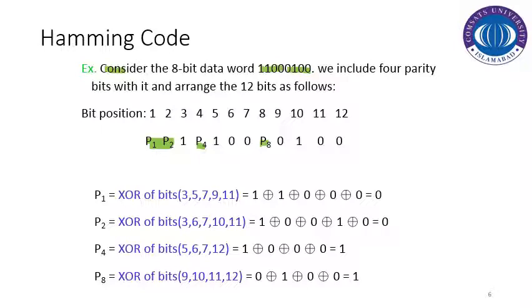Let me write it also. This is 2 raised power 0, this is 2 raised power 1, this is 2 raised power 2, and this is 2 raised power 3. Those placements in the information are reserved for the parity bits. So we're going to compute this parity. How are we going to compute this parity here? Instead of storing the 8-bit data, we are storing 12 bits that contain 8 data bits and 4 parity bits.